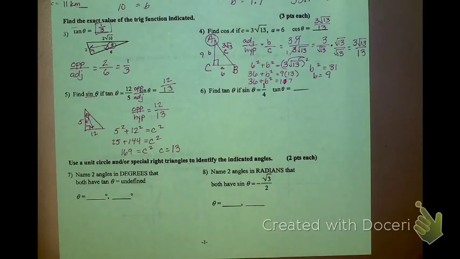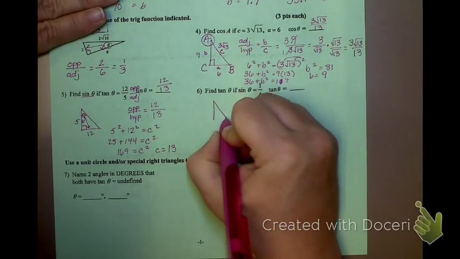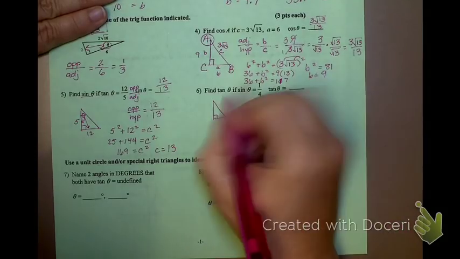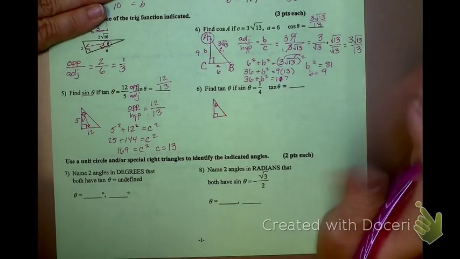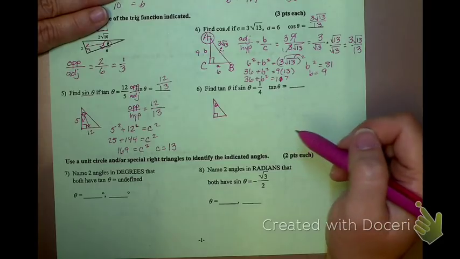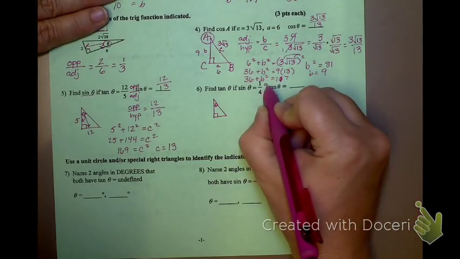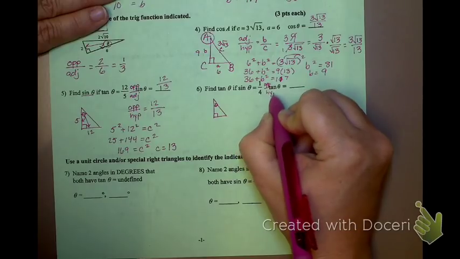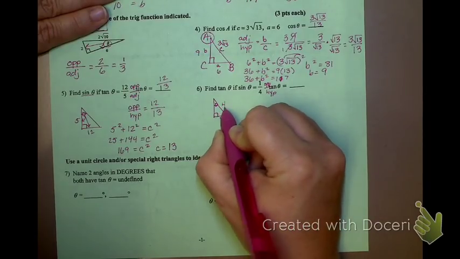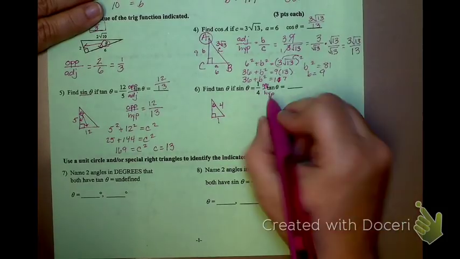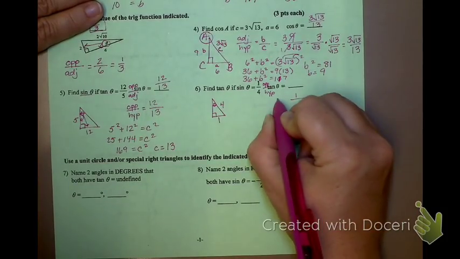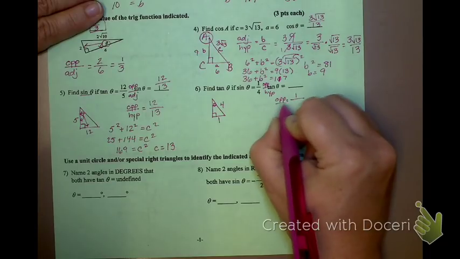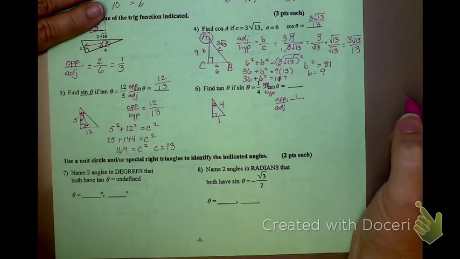Number 6 is kind of the backwards of number 5. Number 5 said find sine if I give you tangent. Number 6 says find tangent if I give you sine. Okay, so let's see. If I draw my right triangle again, I'm going to call the top one theta. I always like to use the same angle just so I remember opposite and adjacent. Sine is what? Opposite over hypotenuse. So here's opposite, here's hypotenuse. Tangent, I need opposite over adjacent. I know opposite is 1. Adjacent, I don't know. How do I find adjacent?